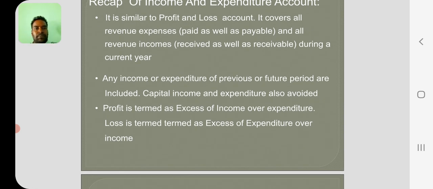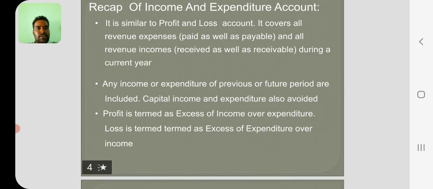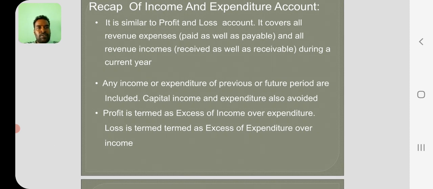So see here, it is similar to profit and loss account. Similar means same. It means income and expenditure is same as profit and loss account. Only names are changed. Okay.